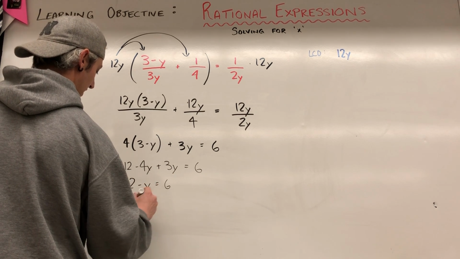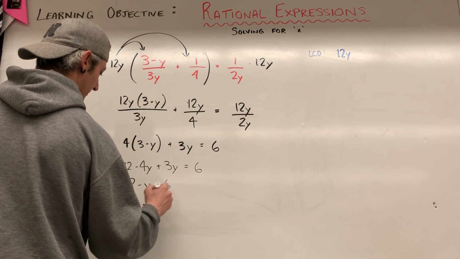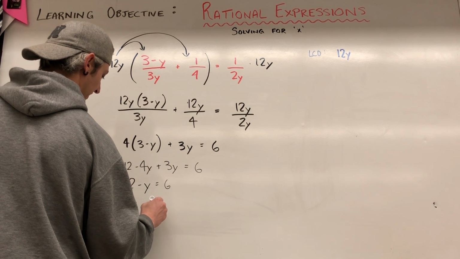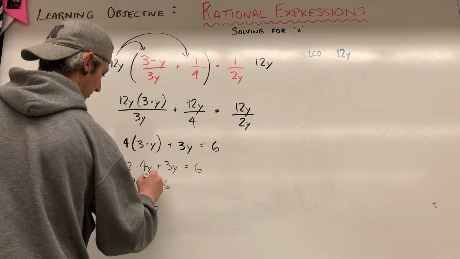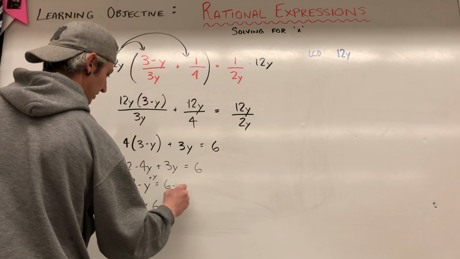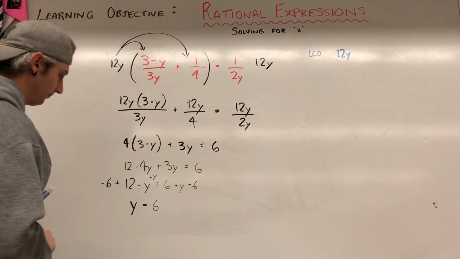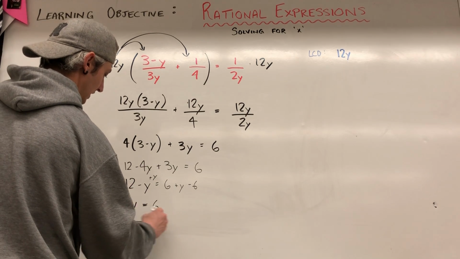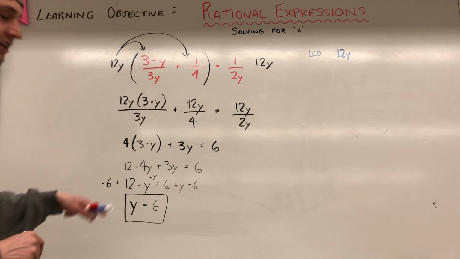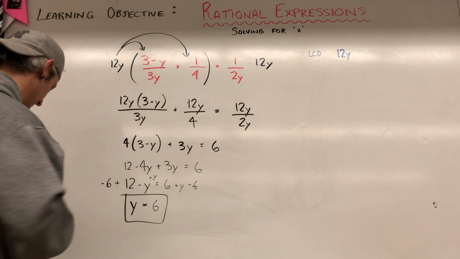I'm going to move the y over there, and I get y. Now I'm going to move the 6 over there, is equal to 6. I'm going to add y on both sides, and subtract 6 from both sides. And in doing so, I'm just isolating for y. I get y is equal to 6.